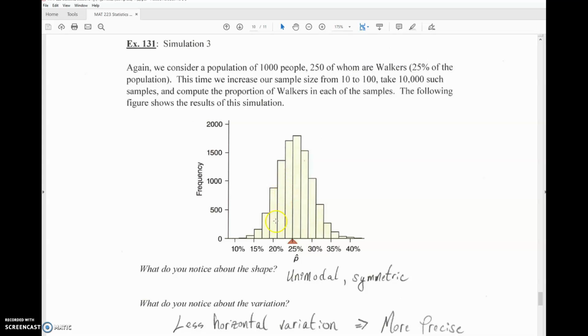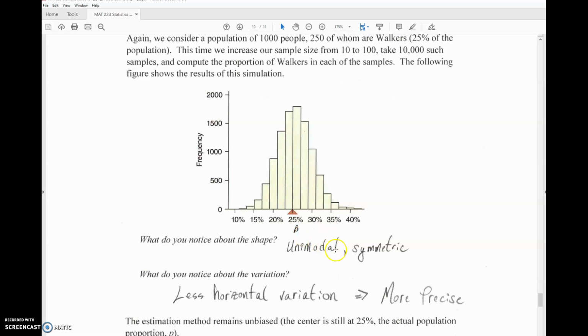And now notice we have a really beautiful unimodal symmetric shape. Looks just like the normal distribution, doesn't it? And notice that the mean is centered right there at the true population proportion P, which is 25%. So it's looking really good.